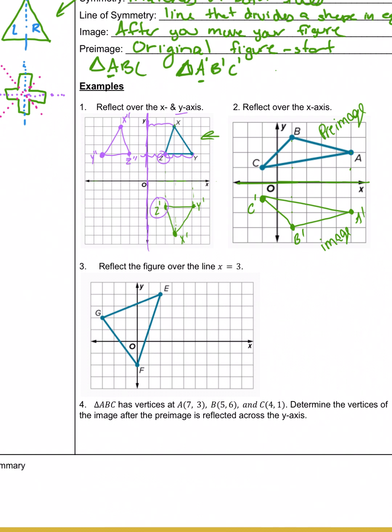This one's going to be a little different. We're going to reflect this one over the line x equals 3. So we have to remember back to our previous lessons that this is one of those special cases. It means it's going to go through the x-axis only. So it's going to be a vertical line. And it's going to be a vertical line through where x is 3. So this would be x is 1, 2, 3. So this is where x equals 3 is going to be at.